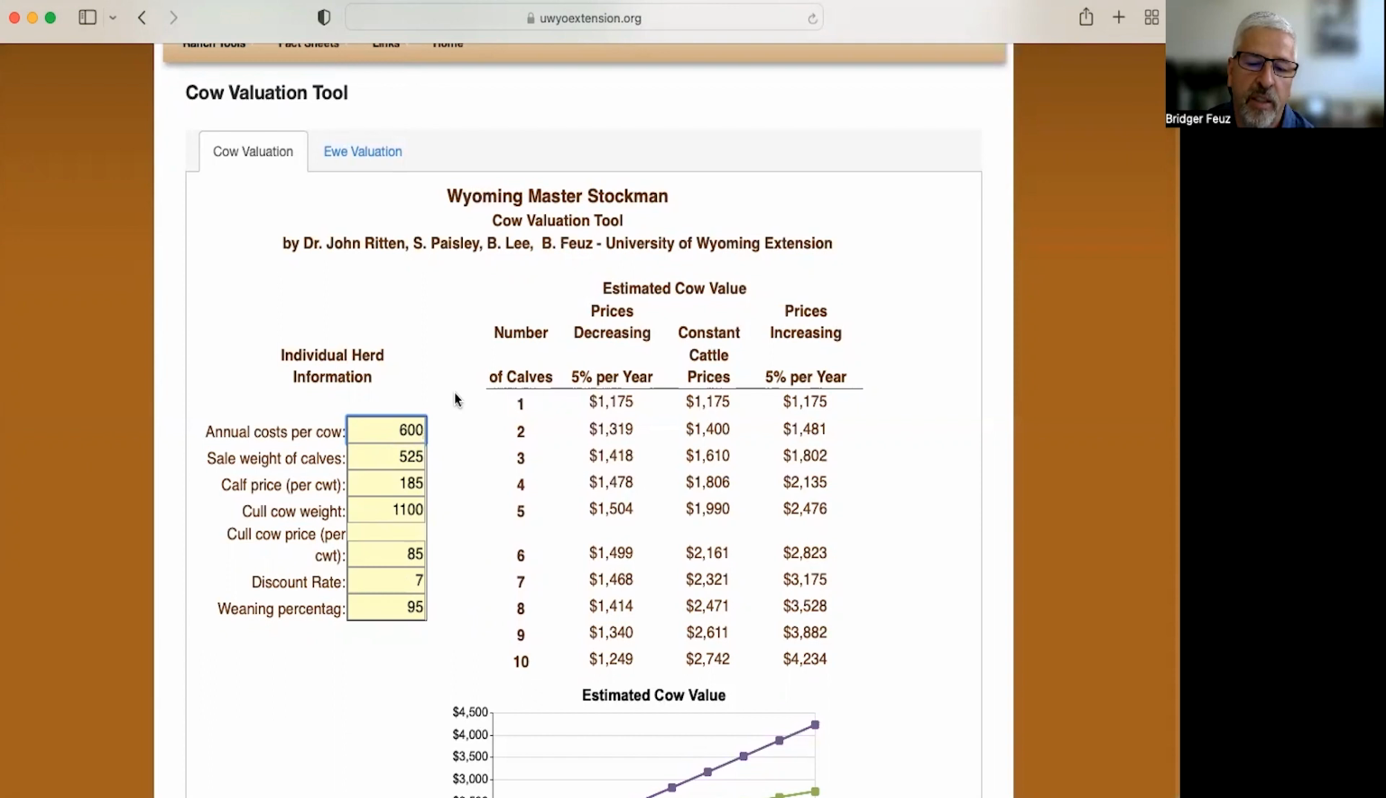And then what the model does is says, maybe this cow is just a short-term, older cow that you bought that's only going to have 2 calves in her lifetime before you sell her again. If she's only going to have 2 calves for you, then with constant cattle prices, so if you think that calf price at $185 a hundredweight is going to be fairly constant, then you can afford to pay $1,400 for that cow right now. If you think those prices are going to decrease 5% per year, she's really only worth about $1,300 to you right now. Or if you think they're going to increase 5% per year, then she might be worth $1,480 for you.